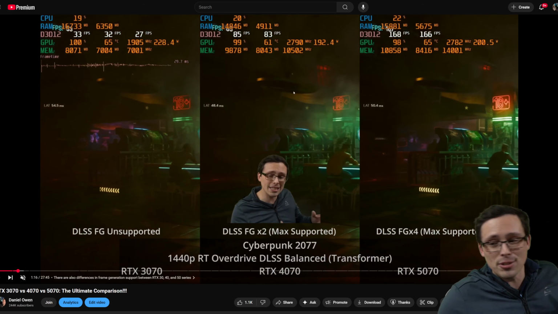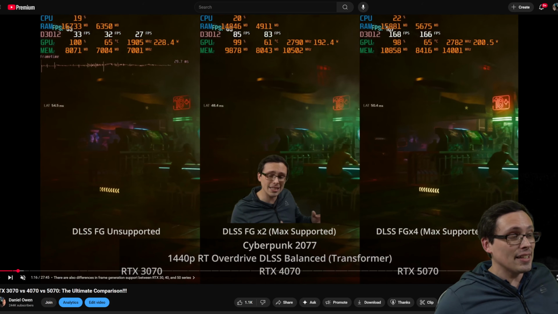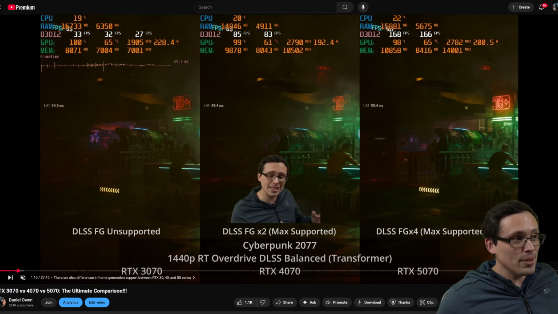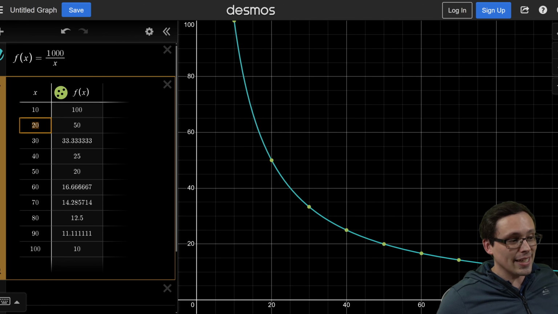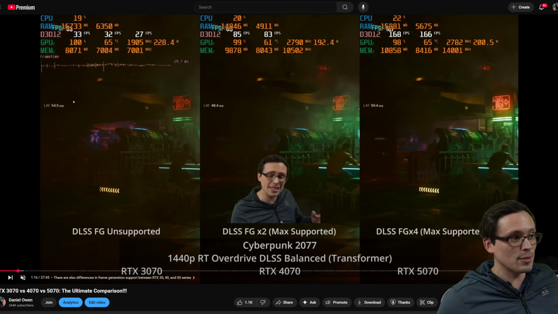So I'm trying my best to include some useful metrics and to do things like this that help communicate the difference between frames per second and frame times, but also the difference between latency and frame times, because again, they're not the same thing.